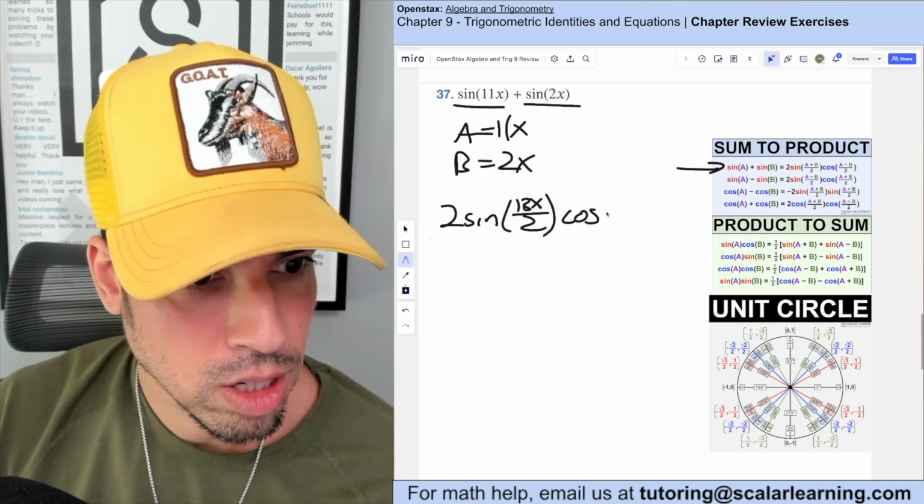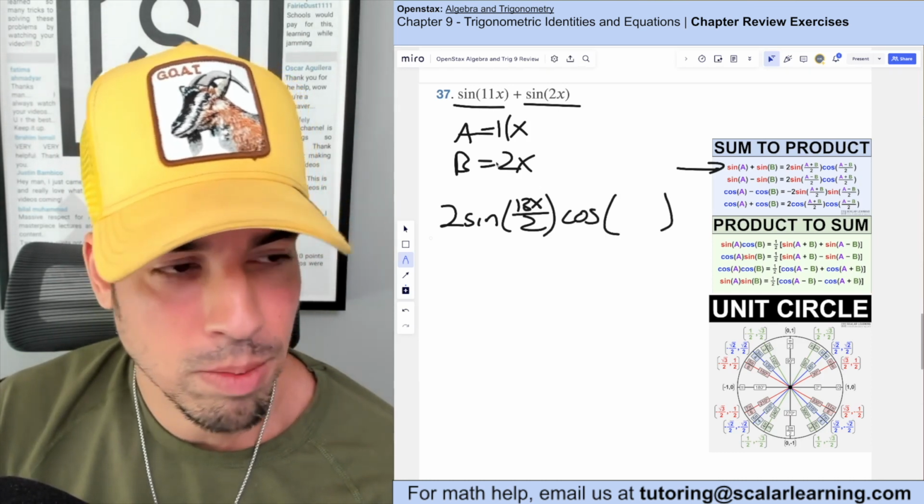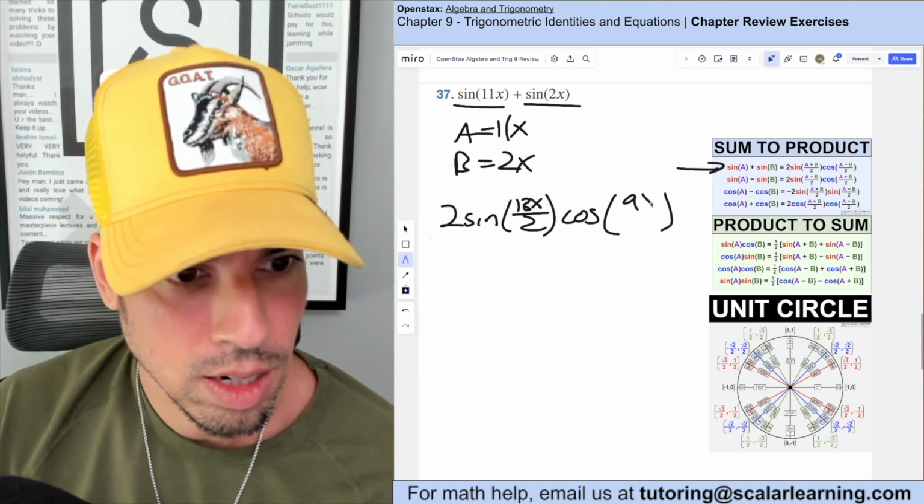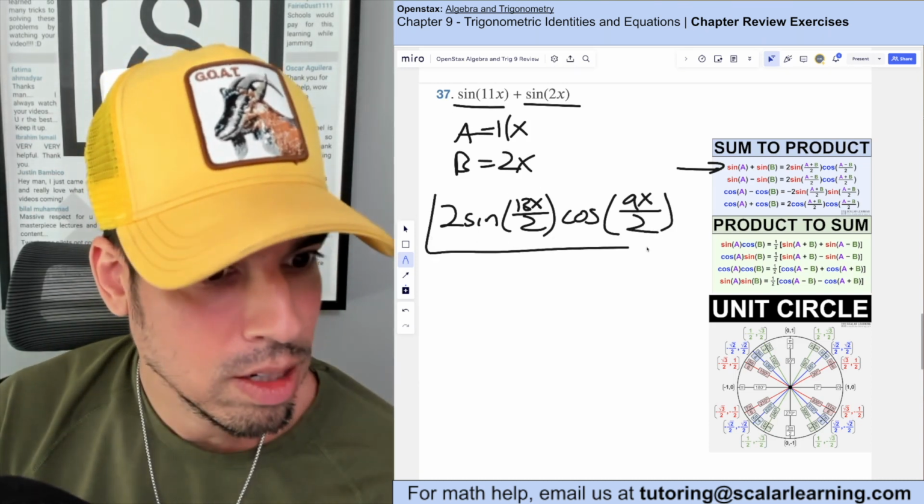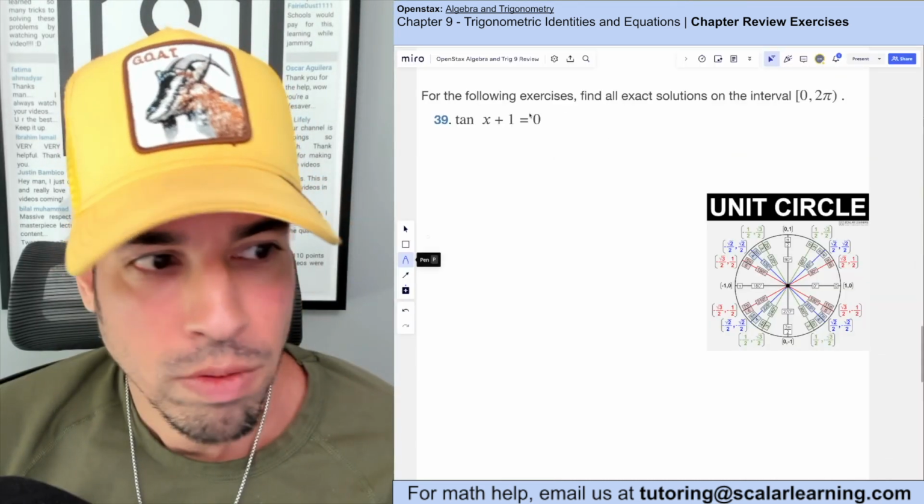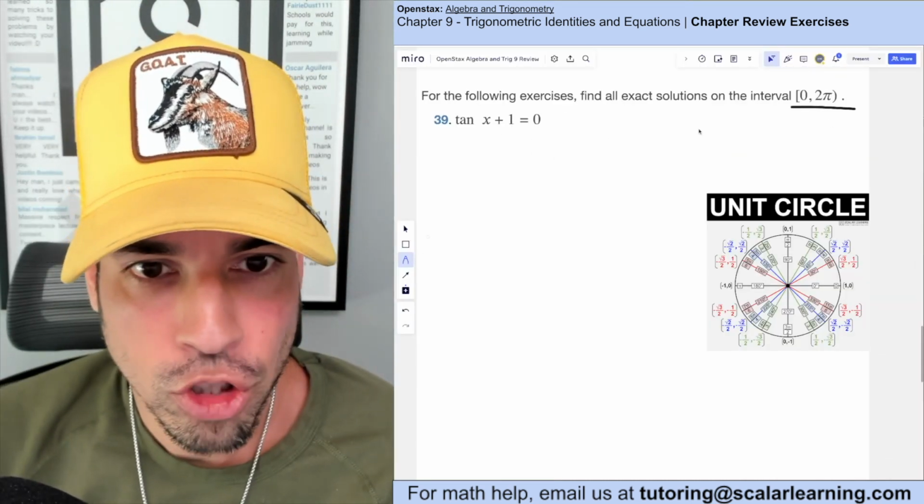And then times cosine of the difference of those two divided by 2. 11 minus 2 is 9x divided by 2. That's how you do it. Done. So here we're solving for this equation, finding all solutions from 0 to 2 pi.